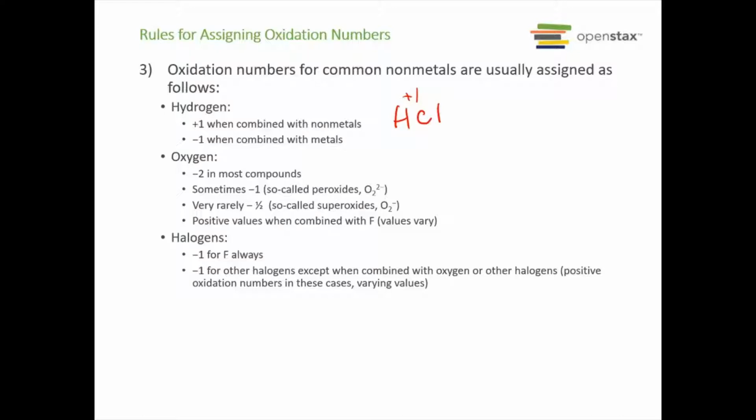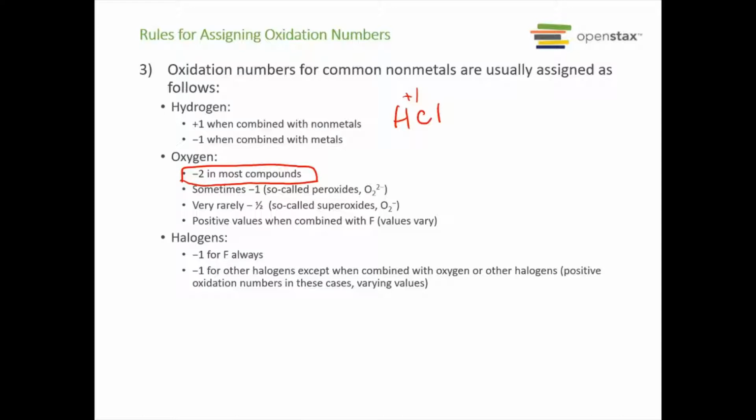Oxygen, most of the time, is -2. Oxygen generally has an oxidation state of -2. If it's in a peroxide compound, if it's O2 2-, then each oxygen has an oxidation state of -1. If you have a superoxide, which is super rare, it's going to be -1/2. If it is combined with fluorine, it can have different oxidation states, and it's going to have a positive oxidation state. But the most important one to know is that it is -2 in most compounds, 99% of the time.